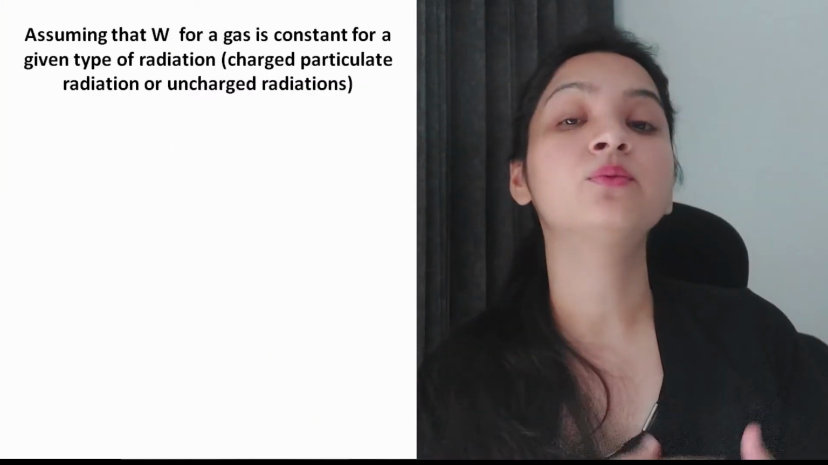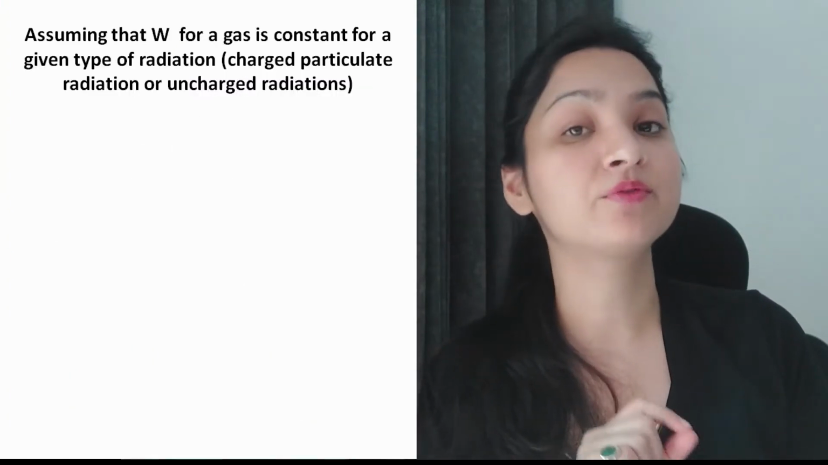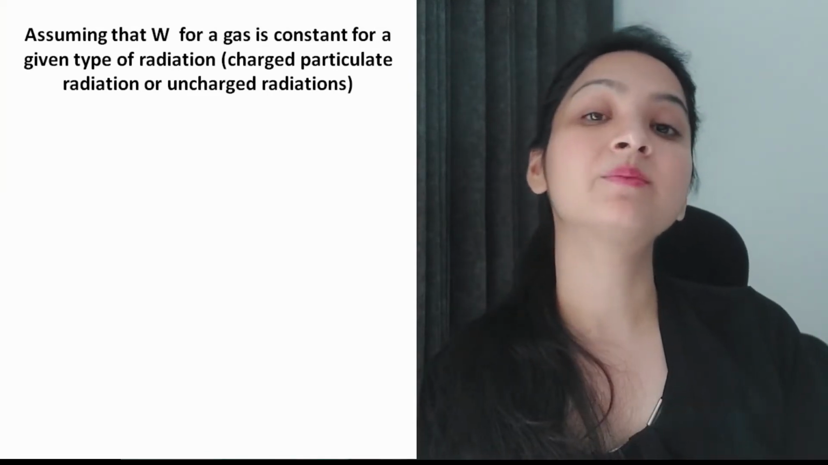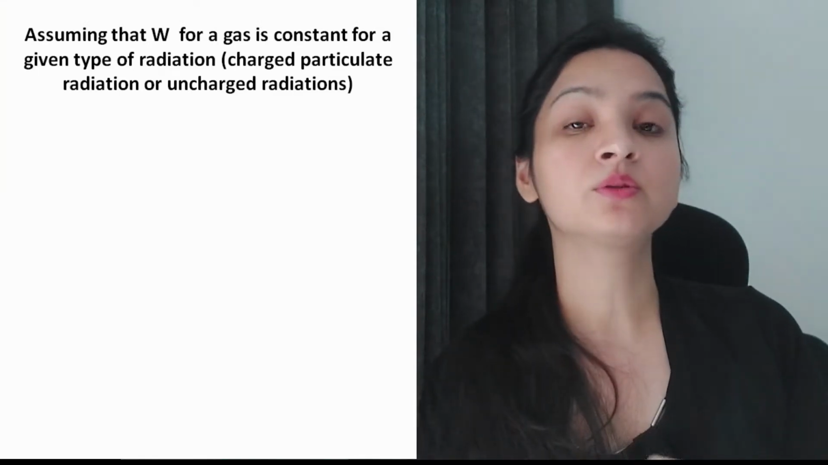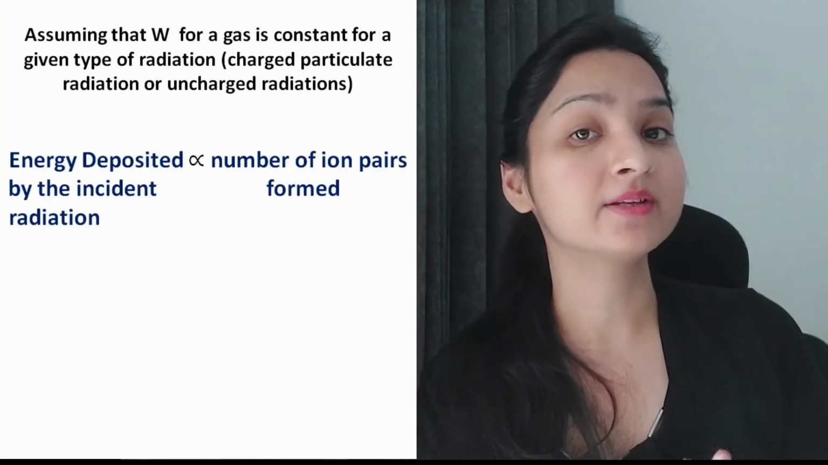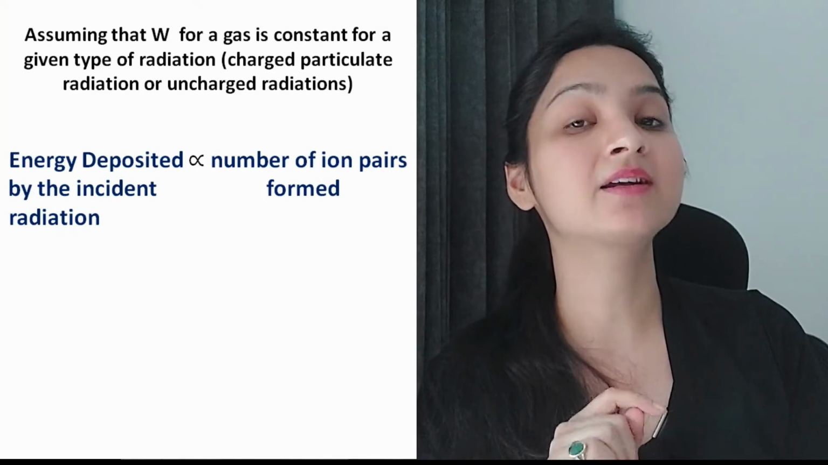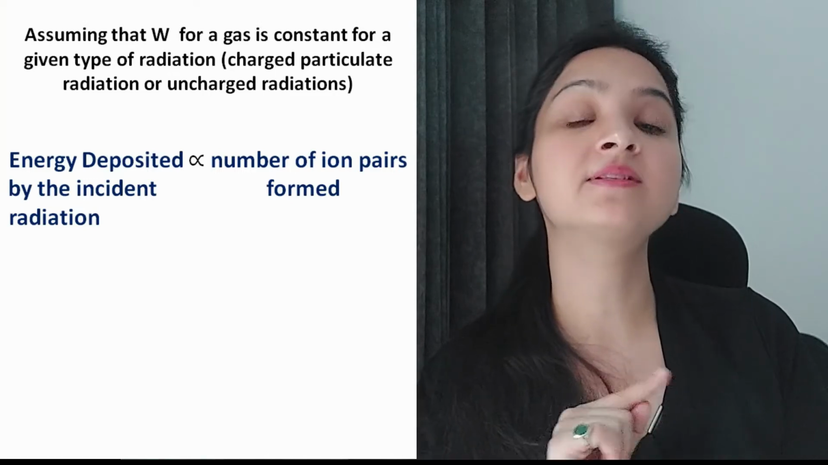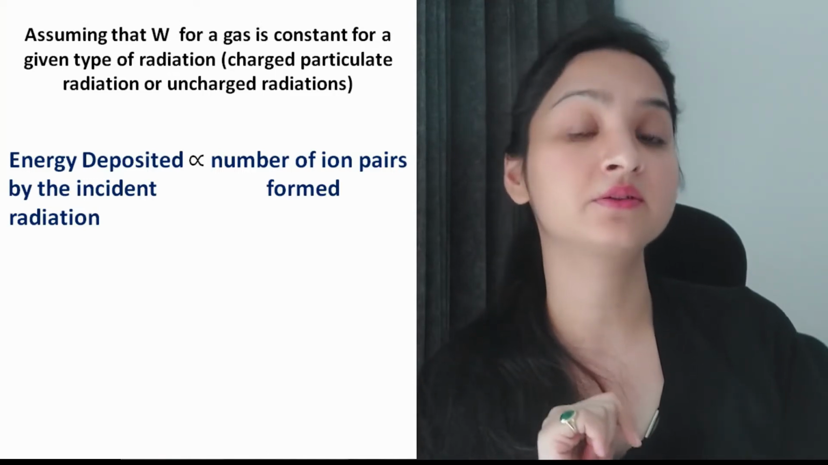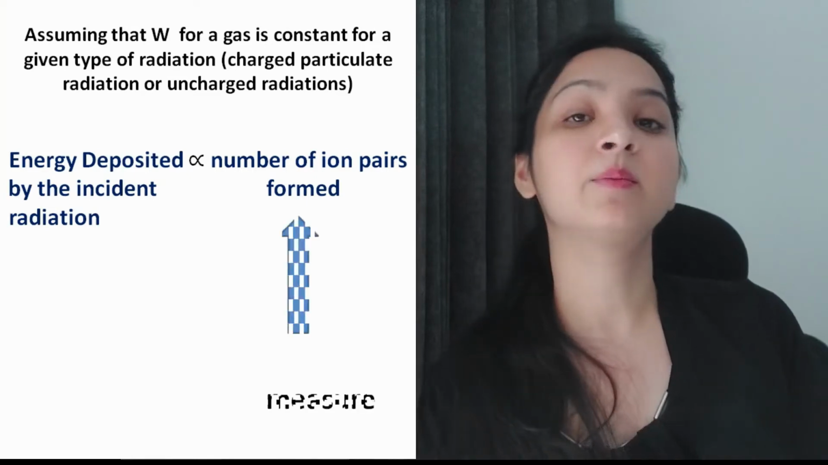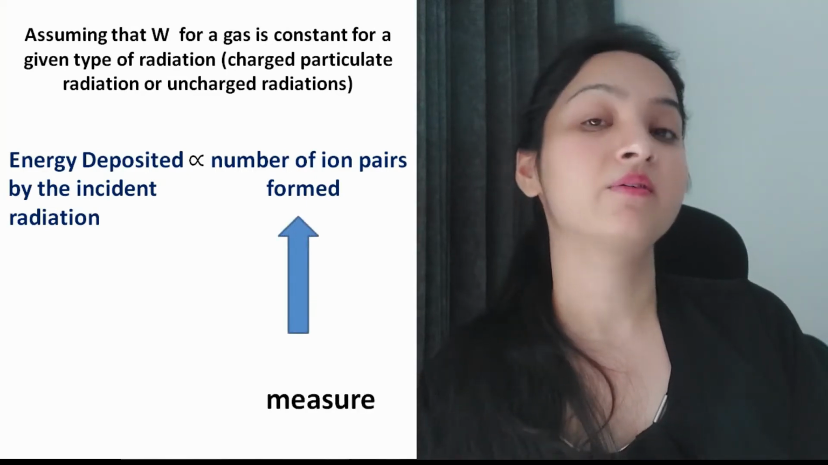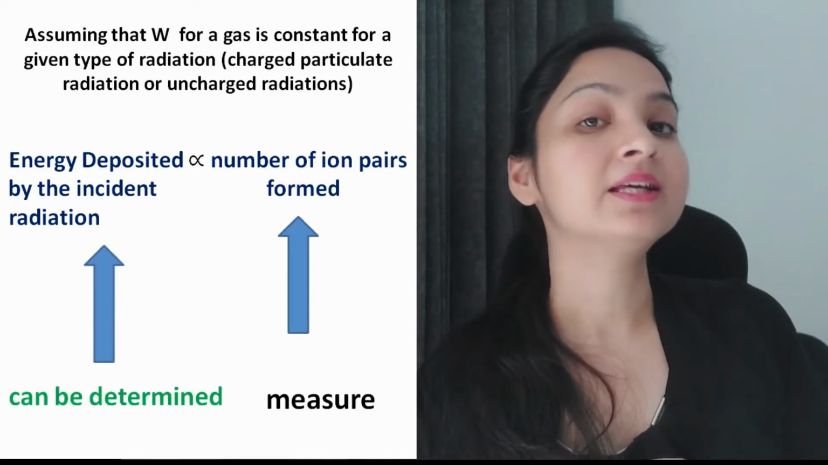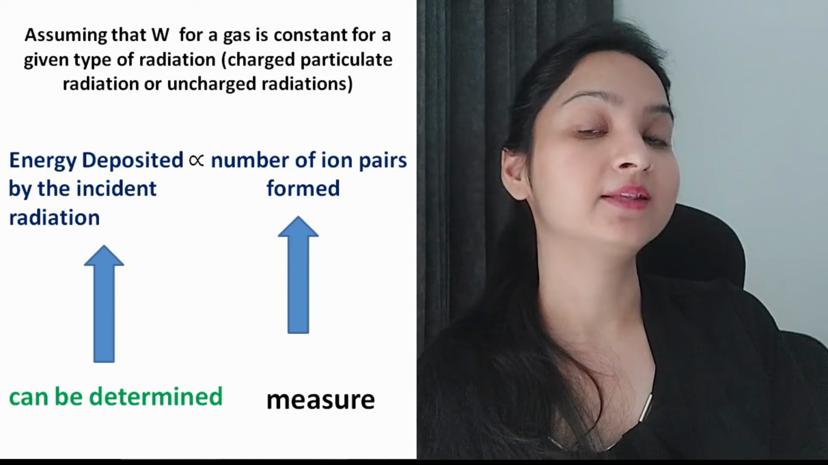So the W value for a given gas and the type of radiation involved, it is having a constant value. So W value is of great importance here because it enables you to find out the number of ion pairs, and these number of ion pairs is directly proportional to the incident energy, the actual energy deposited by the incident particle or radiation in the gas. You can calculate the number of ion pairs, and because of this proportionality, you can eventually calculate the energy of the incident radiation, the energy deposited by the incident radiation.